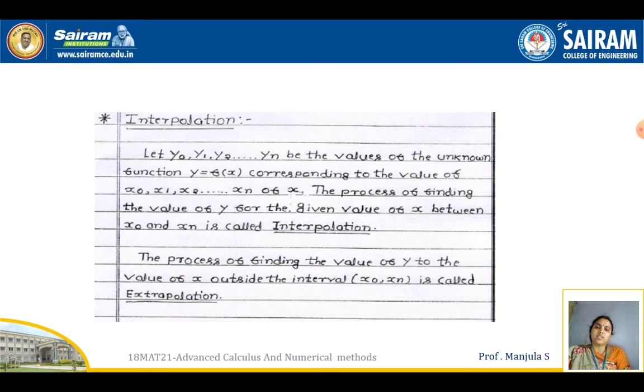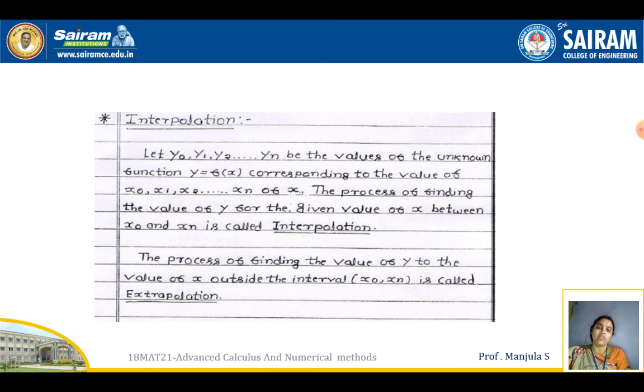What does interpolation mean? Let y0, y1, y2 and so on up to yn be the values of the unknown function y equals f of x corresponding to the values x0, x1 and so on up to xn of x. The process of finding the value of y for a given value of x between x0 and xn is called interpolation. So in a question, they will give a set of x values and corresponding y values.